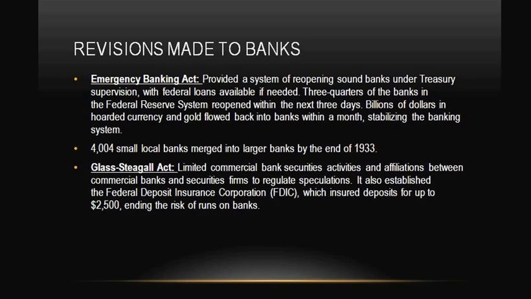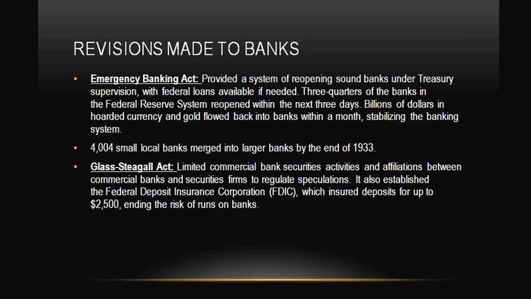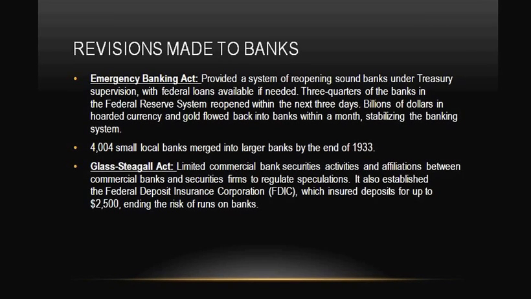Now, what Roosevelt did to make revisions to banks was: 1. Emergency Banking Act, 2. Glass-Steagall Act. Now, what the Emergency Banking Act did was provide a system of reopening some banks under Treasury supervision, with federal loans available if needed. Three-fourths of these banks in the Federal Reserve System reopened within the next 3 days. Billions of dollars in hoarded currency and gold flowed back into banks within a month, stabilizing the banking system.